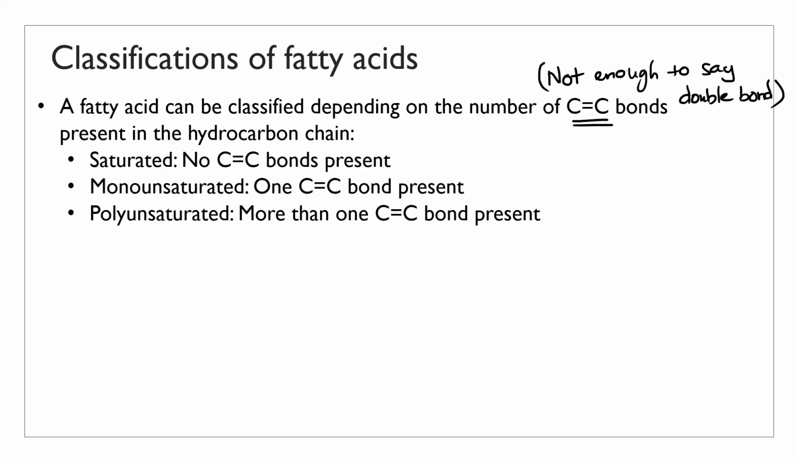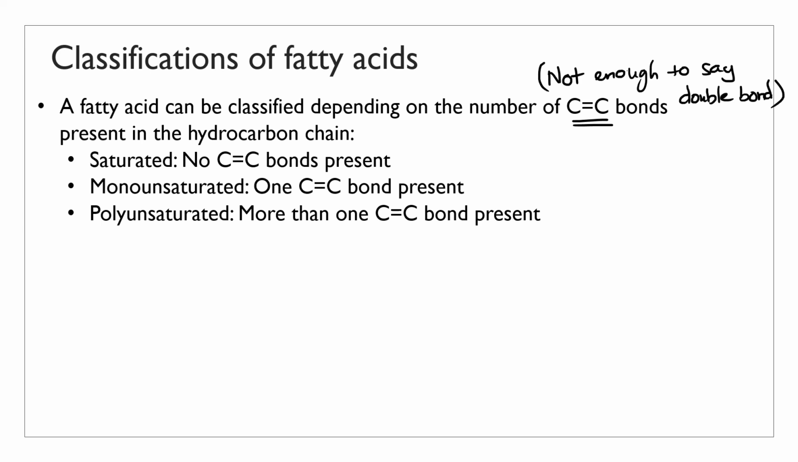All right, so I think this is pretty self-explanatory. You can classify a fatty acid to be either saturated, so it doesn't have any carbon-carbon double bond present, or monounsaturated, so one carbon-carbon double bond, or polyunsaturated, so it has more than one carbon-carbon double bond.